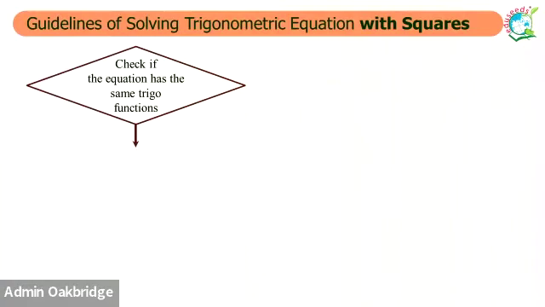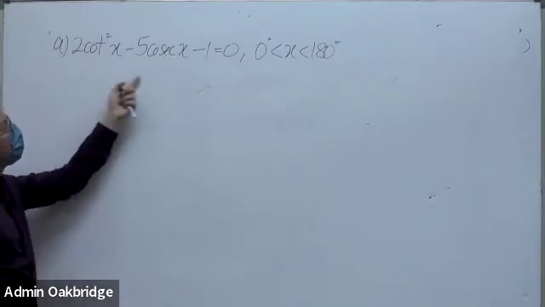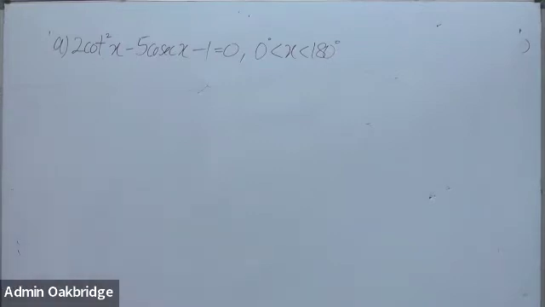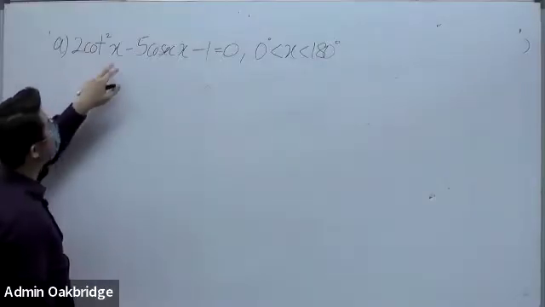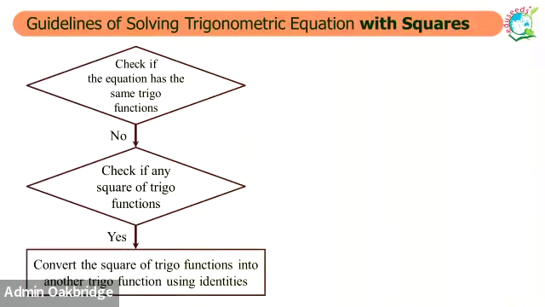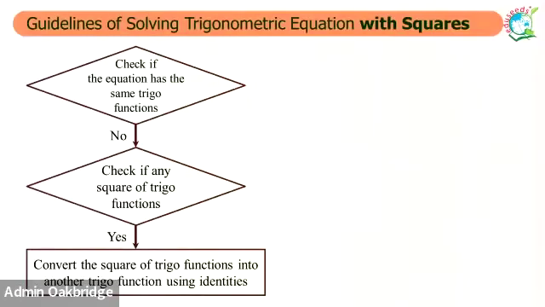When you see this equation, it has a function of what? Tangent, right? And also sine. So cosecant comes from sine. So this equation has two different trigo functions. So it's no, right? So what do you do? Check if any square of the trigo functions. Yes, we do have the square here. So what do we do with this square? We can convert the square of the trigo function into another trigo function using identity. Okay, so we need to change this one using the identity.